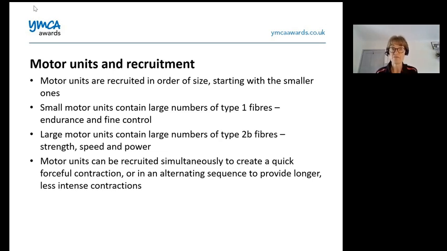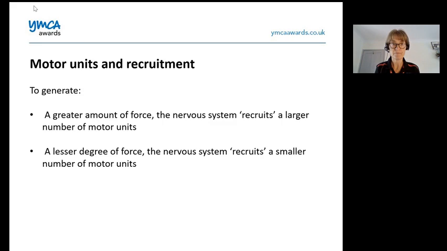Depending on the need for recruitment, motor units can be recruited simultaneously to get to that really forceful contraction, or if you need more of an ongoing, longer lasting contraction, they can alternately contract and relax in sequence to provide that less intense but more enduring contraction. So, if the nervous system needs to generate more force, it will recruit more motor units, and for a lesser degree of force, the nervous system will recruit a smaller number of motor units.